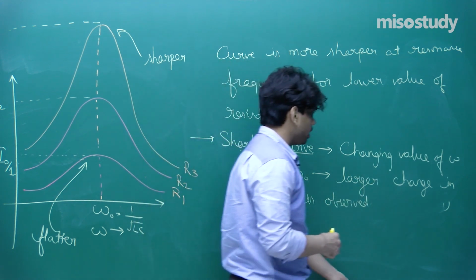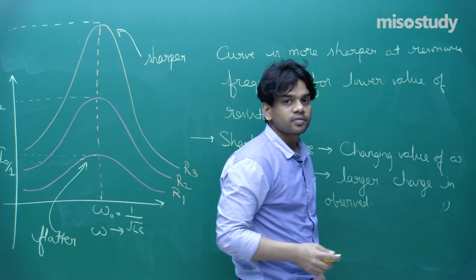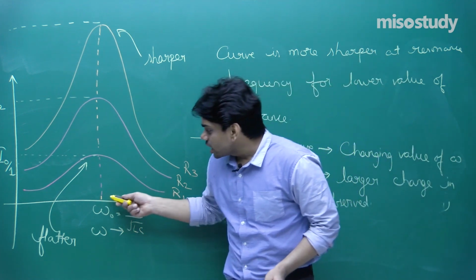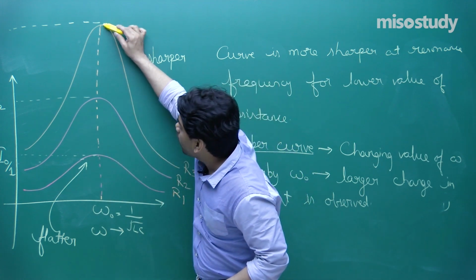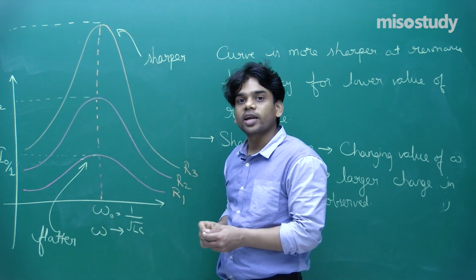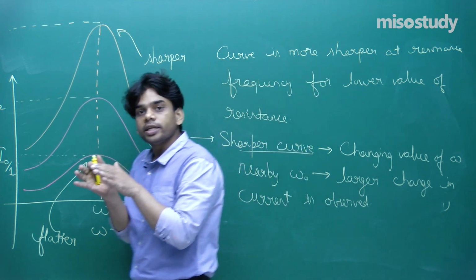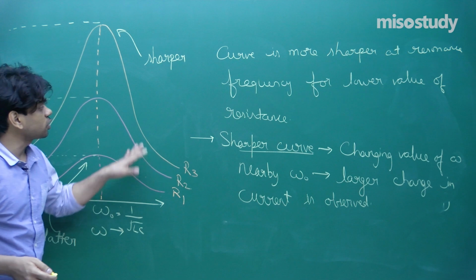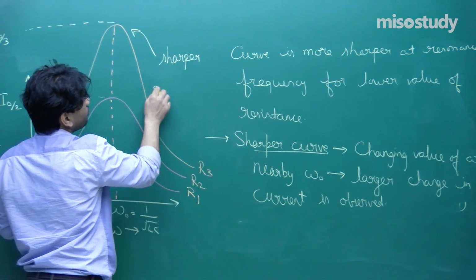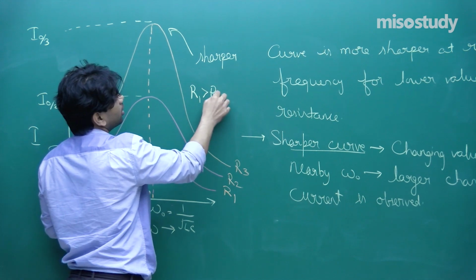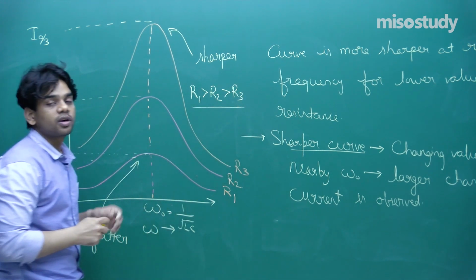Changing the value of omega near the angular resonance frequency, just in the bordering area, if I change its value, I will get a larger change in the value of current compared to the higher value of resistance drawn for this curve. So first of all, the relation between R1, R2 and R3: R1 will be greatest, then R2, then R3. You should have this idea about the three resistances for which the curve has been shown.